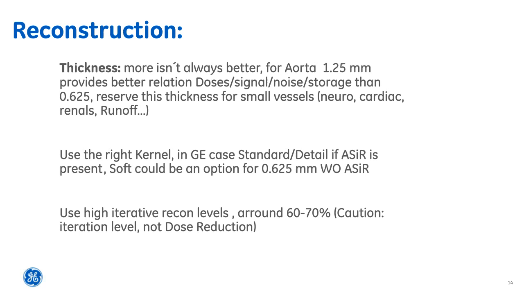We don't always have to use a standard or detailed algorithm if we have got ASA on the system, because obviously if we're using soft, then this means that we are going to smooth out the noise within the image. If we're using ASA, because that technology tends to smooth out the image because we're reducing scatter, then you're going to want an algorithm that's slightly sharper.